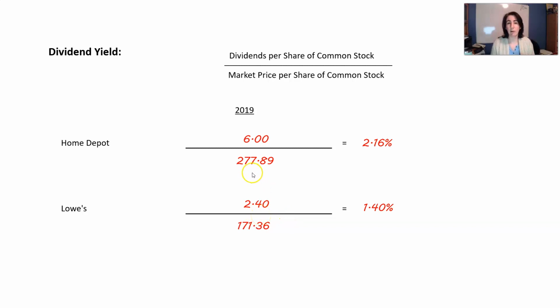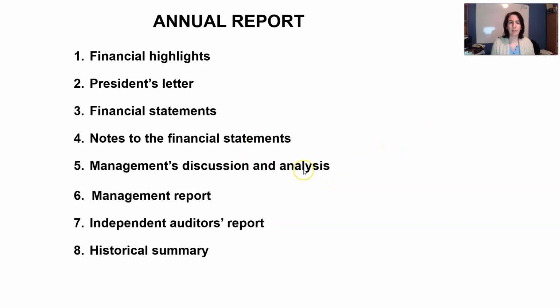If you don't have $300 to buy into a share of stock, you only have a little less than $200, maybe Lowe's is smarter. It's not a significant difference there, even though 2.40 to 6 sounds like a significant difference. So, I mean, they're paying out more, but okay.